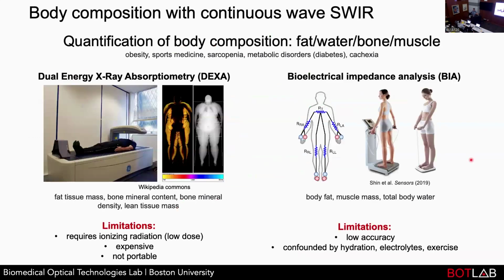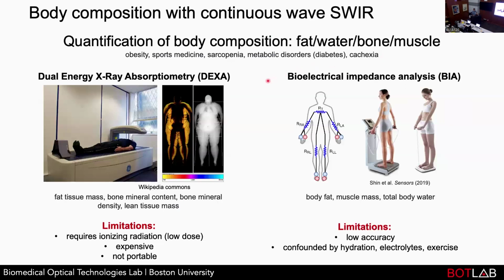And we're also interested in body composition. So how much lipid do you have in your body? This is quite important for things like obesity, sports medicine, conditions and diseases called sarcopenia, or medical disorders like diabetes, type 2 diabetes, or cachexia. This is a wasting syndrome that can often happen with cancer patients, where they just start losing weight and people aren't really sure why, and it makes a bad situation worse.